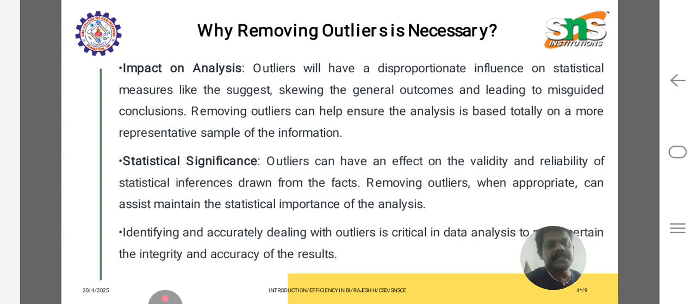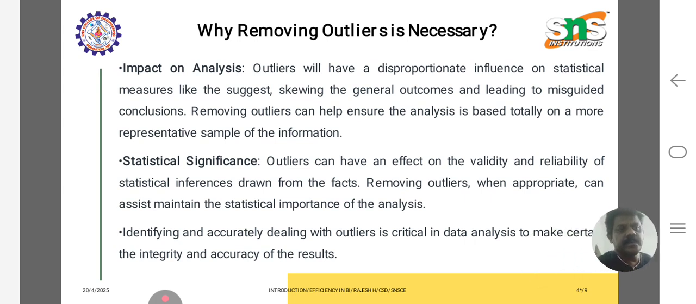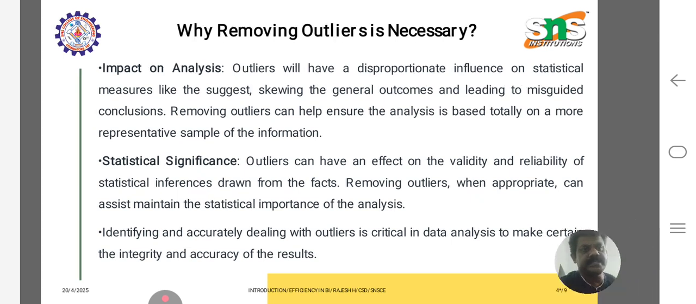Another necessary reason is statistical significance. Here the outliers can affect the validity and reliability of statistical inferences drawn from the data. Removing outliers when appropriate can help maintain the statistical significance of the analysis. Identifying and correctly dealing with outliers is critical in data analysis to make certain of the integrity and accuracy of the results.